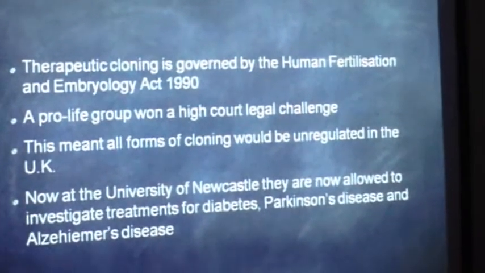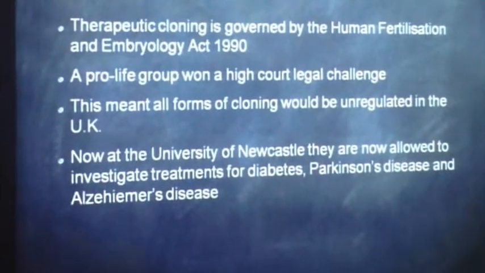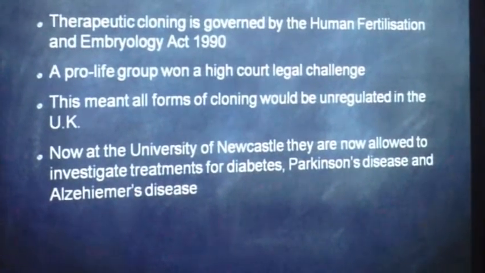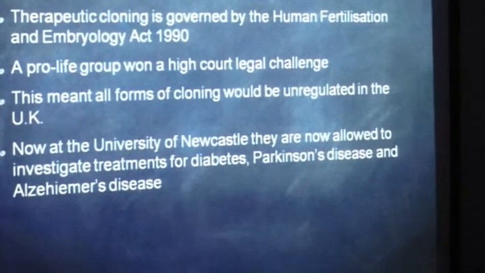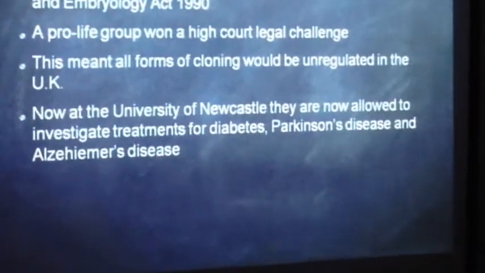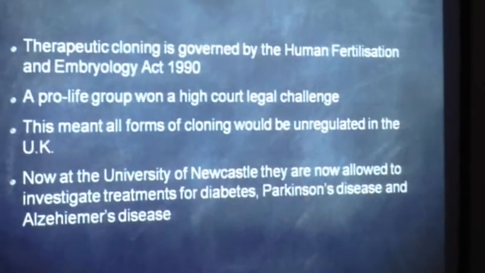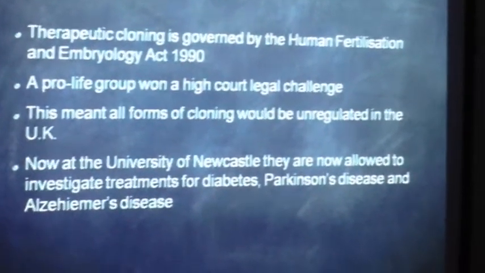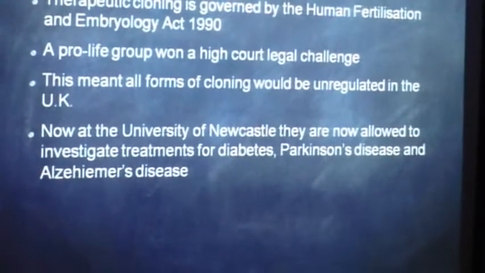So therapeutic cloning is governed by the Human Fertilisation and Embryology Act of 1990. A pro-life group from High Walk won a legal challenge for this to not happen because they thought it's unethical that you are making stem cells, which is basically killing life. And this meant all forms of cloning would be unregulated in the UK. However, at the University of Newcastle, they are now able to investigate treatments for diabetes, which is the lack of insulin, Parkinson's, which is when your nerves are damaged, so you become paralysed, and Alzheimer's disease.